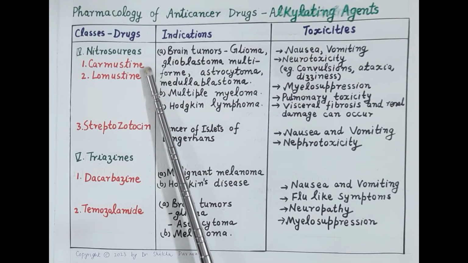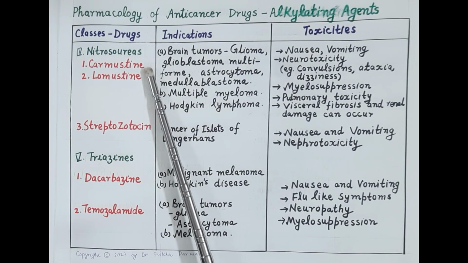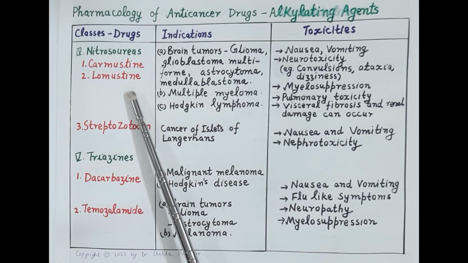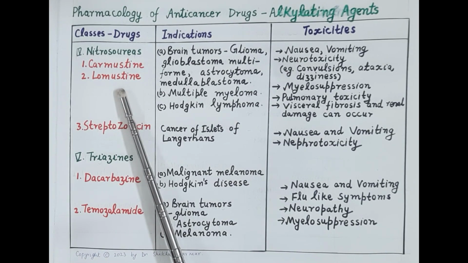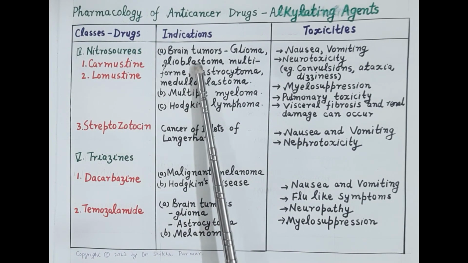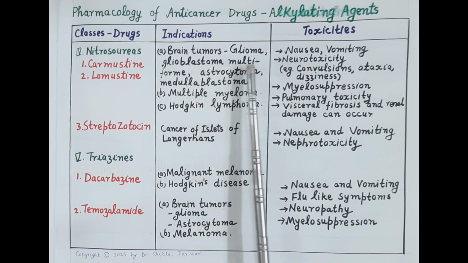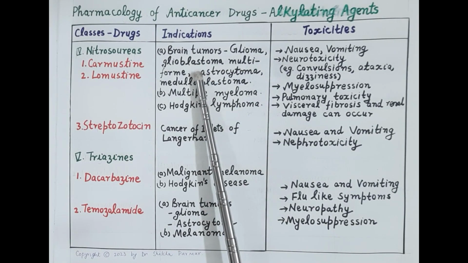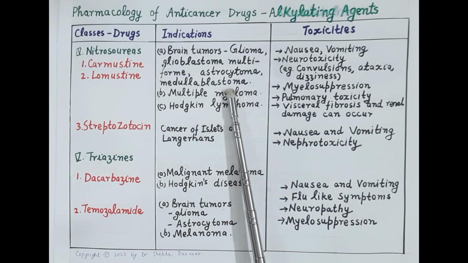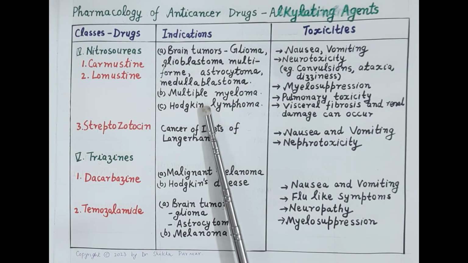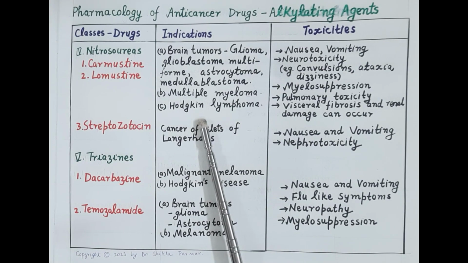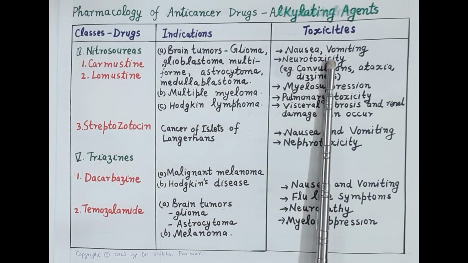Now, the next class of alkylating agents is the nitrosourea. Drugs included in this class are carmustine, lomustine, and streptozotocin. Carmustine and lomustine cross the blood-brain barrier, and therefore they are very effective in the treatment of brain tumors, like glioma, glioblastoma multiforme, astrocytoma, and medulloblastoma. In addition to this, they are also useful in the treatment of multiple myeloma and Hodgkin's lymphoma. These drugs produce nausea and vomiting.